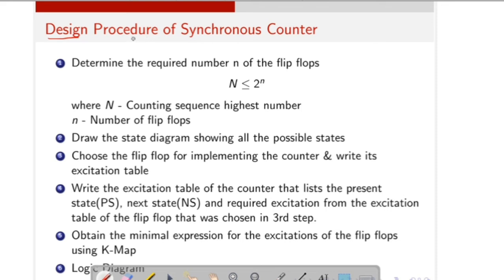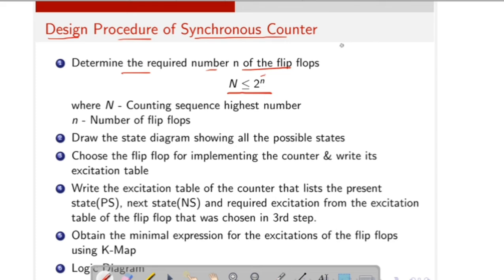Next is the design procedure for a synchronous counter. These are the steps to be followed to design a synchronous counter. The first step is to determine the required number n of flip-flops. That means how many flip-flops are required to design the counter. First determine that one, using N less than or equal to 2 raised to n. Suppose we are given the modulus N, then by using this equation we can find small n, which represents the number of flip-flops.